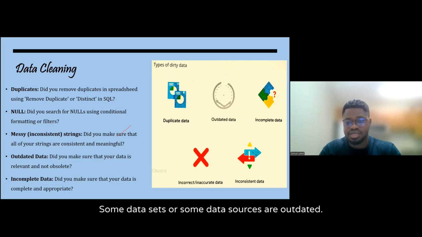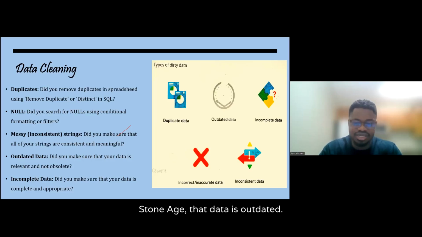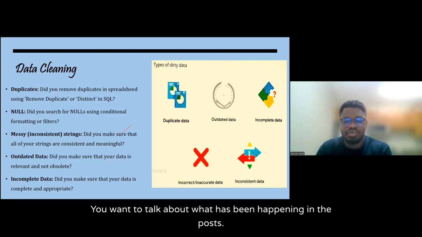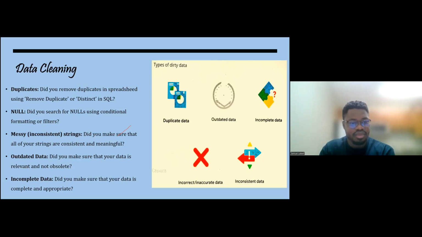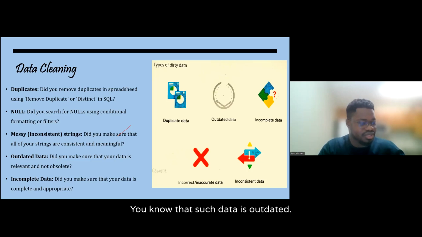Some data sets or some data sources are outdated. If you're looking for information in modern times and you're getting information from prehistoric time, maybe Stone Age, that data is outdated. If you want to talk about what has been happening in the post-pandemic era, and then you're getting data from 2014, 2015, you know that such data is outdated.